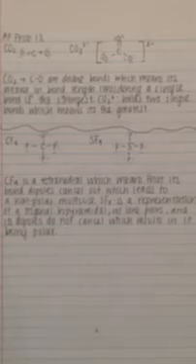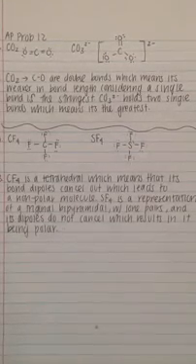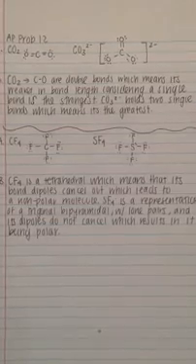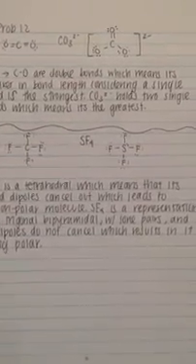diagram. And SF4 is a representation of a trigonal bipyramidal with lone pairs, and its dipoles do not cancel out, which results in it being polar.